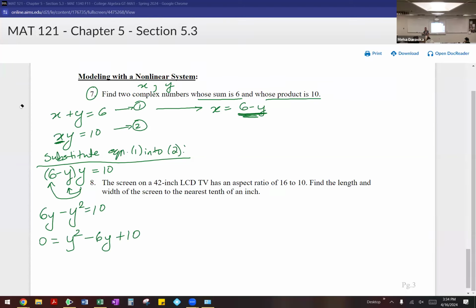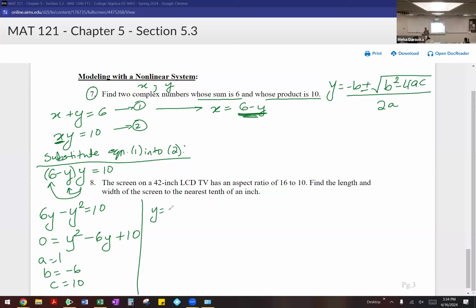Let's do the quadratic formula. So your quadratic formula will be negative b plus or minus square root of b squared minus 4ac, and then the whole thing divided by 2a. So let's see, our a value is positive 1, b value is negative 6, c value is positive 10.